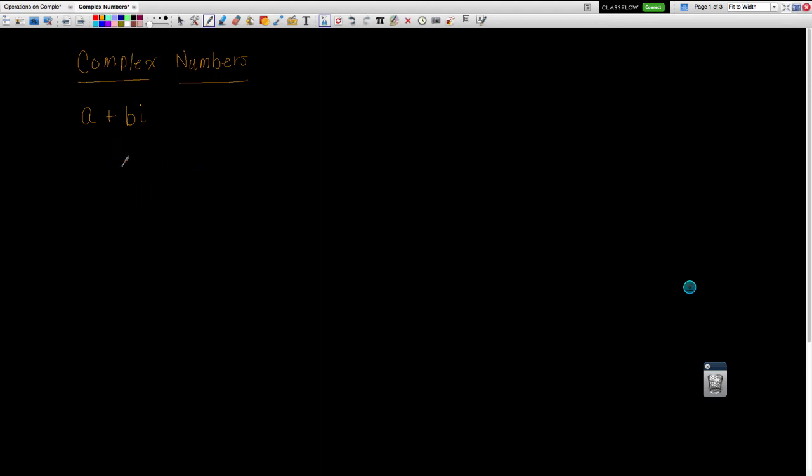Let's talk about complex numbers before we start the actual lesson today, because it has to deal with complex numbers, which is another name for imaginary numbers. Complex numbers are written in the form of a plus bi, where a is the real part and b is the imaginary part. And b is a multiple of the imaginary part.